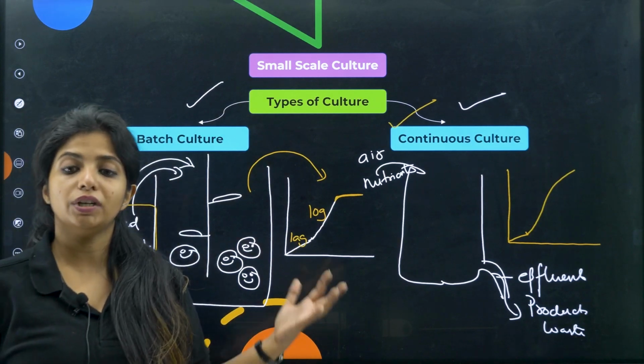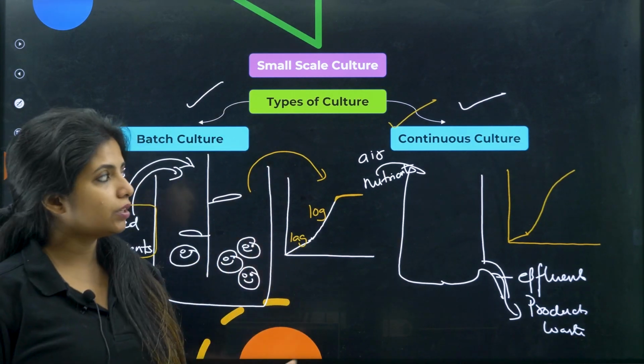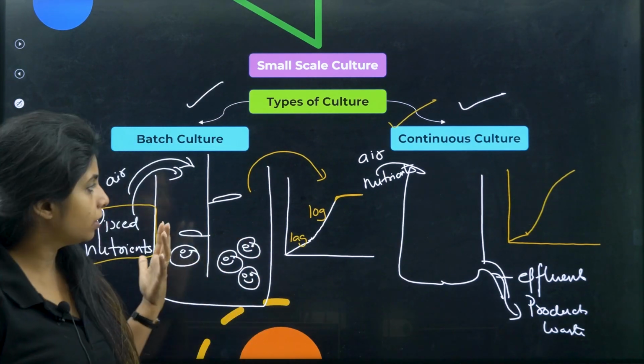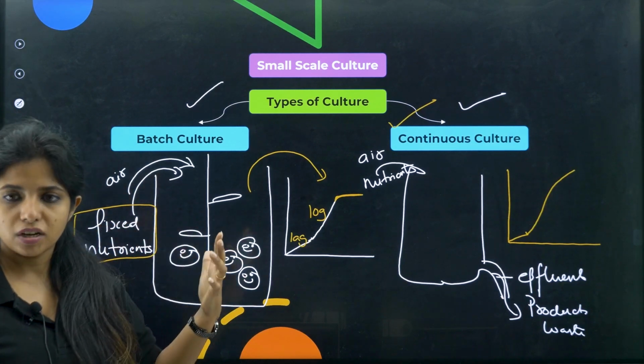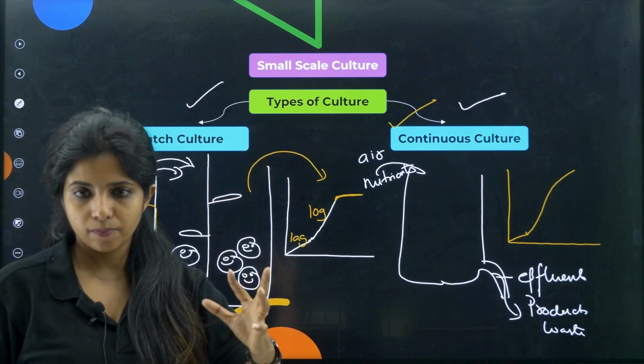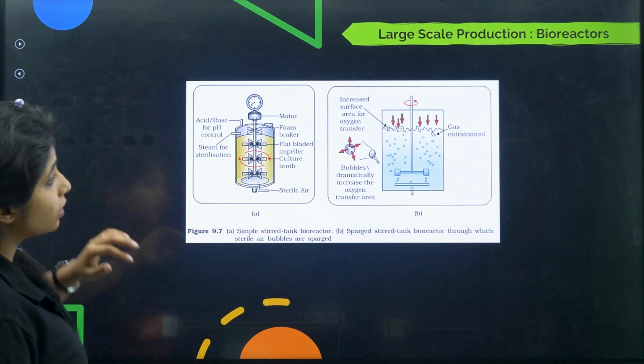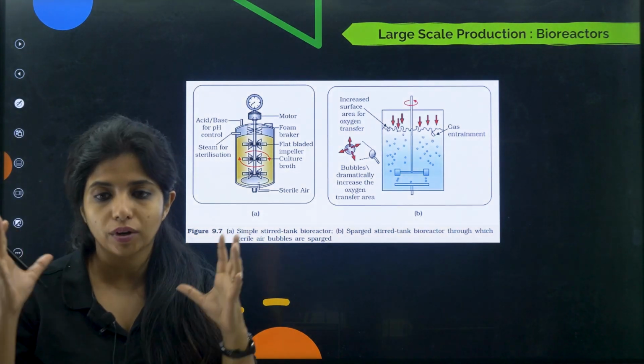Okay, you don't need to put too much attention to it, but you need to provide nutrients and air and everything in a continuous manner. Over here, it's like fixed nutrients and you take the next batch. So this is a small scale production of things. Now there is large scale production of things, and for that you need something that is known as bioreactors.